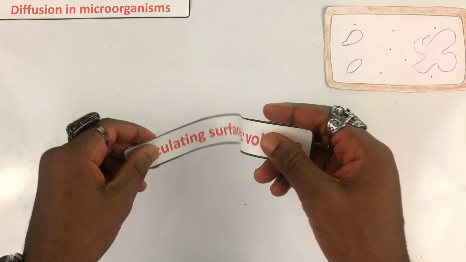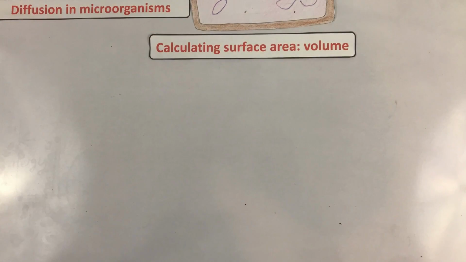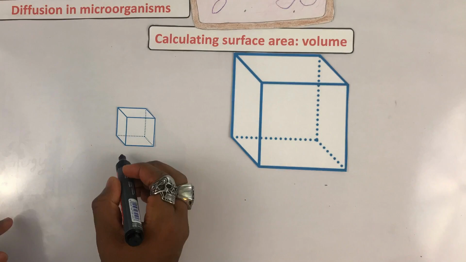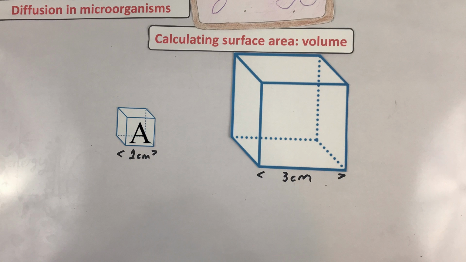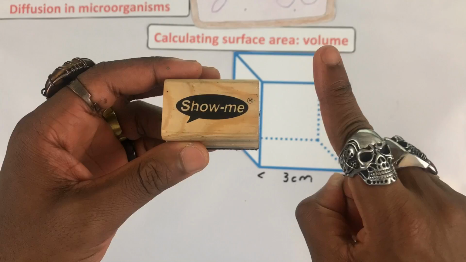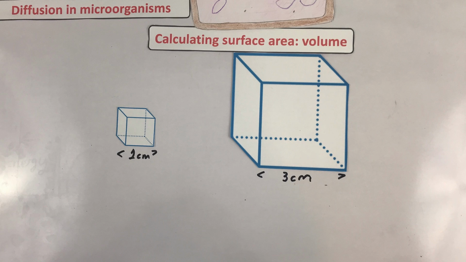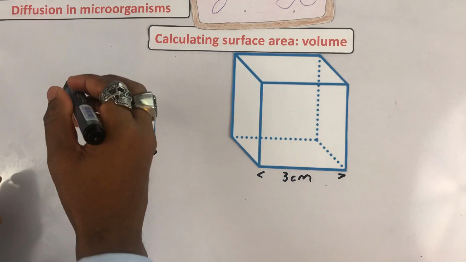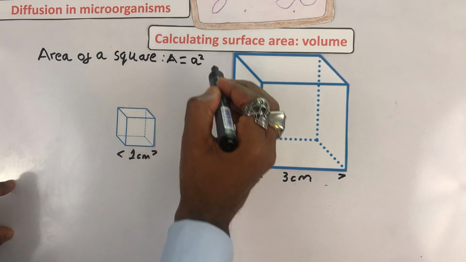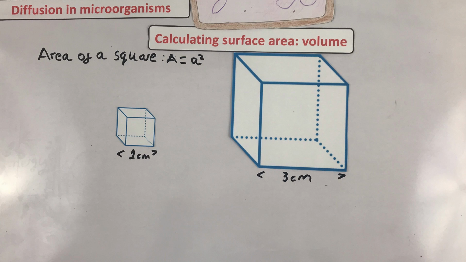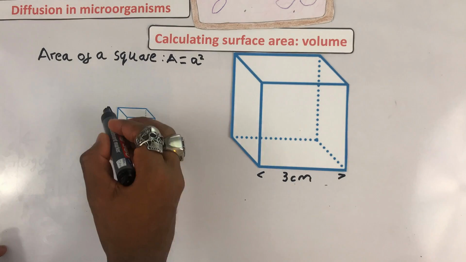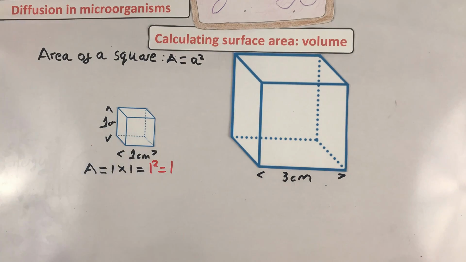Let's imagine that we've got 2 organisms shaped like cubes, yeah? And one line on organism A is the length of 1 centimeter, and one line on organism B is 3 centimeters. Cubes have 6 sides, yeah? So if we find the area of one side and multiply that by 6, we get the total surface area. The area of a square, A, is A squared, so A times A. Organism A has an area of 1 squared, so 1 times 1 gives us 1. And it has 6 sides, so 1 times 6 gives us a surface area of 6.